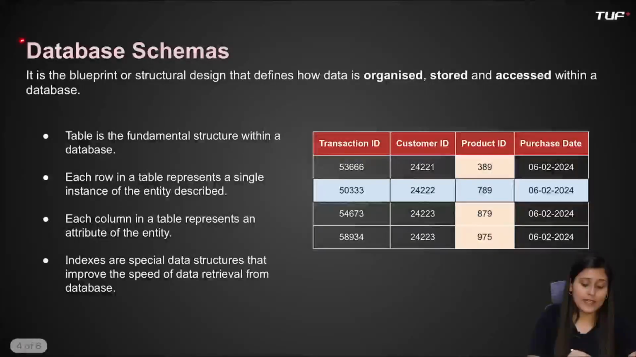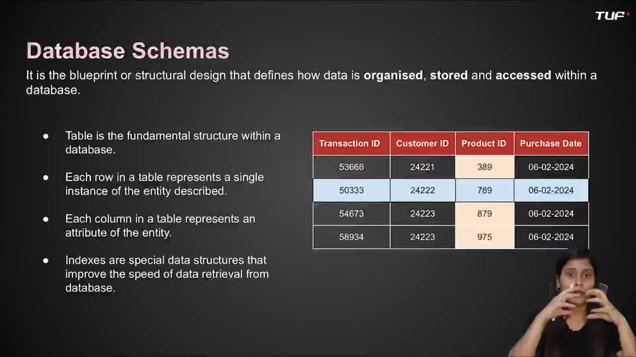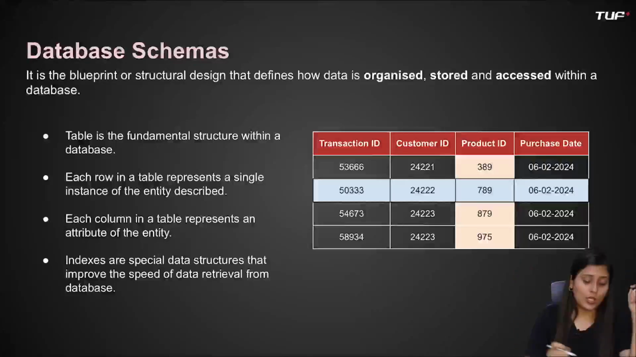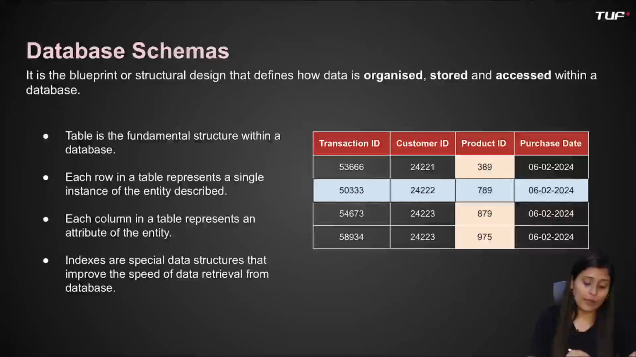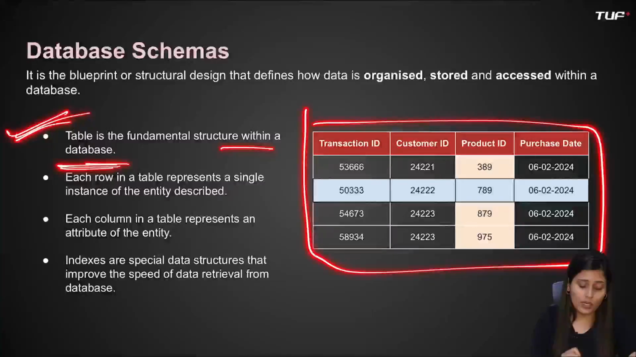Now the next topic is database schema. So what exactly is a schema? Schema is basically a structure, you can say. Whatever type or structure we think of before designing is called the schema. It's a blueprint or structural design that defines how data is organized, and how data is stored and accessed within a database. So in this form you can see the table, right? A table is a fundamental structure within a database. So this is called schema.